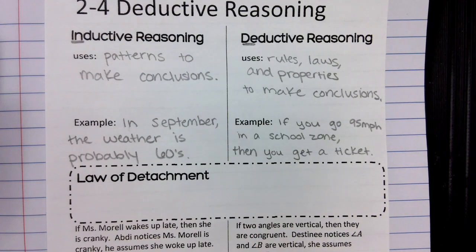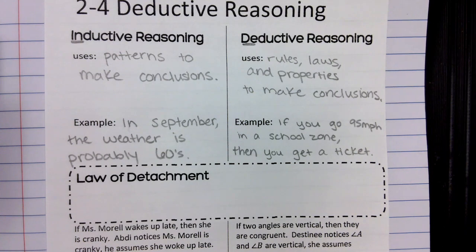Okay? But that's based on a law. Speed zones, speed limits are laws. That's how we decide whether or not you go to jail, things like that.